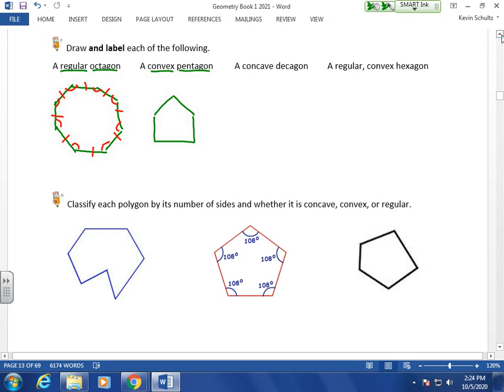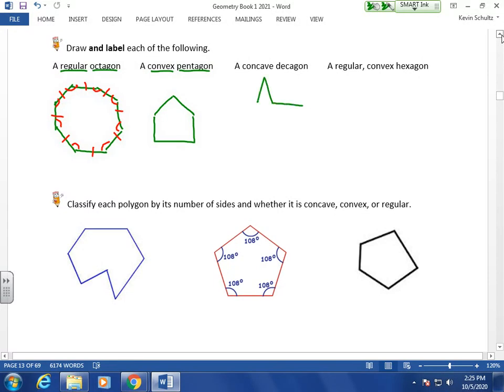A concave decagon. Concave decagon. Yeah. The star. The star would be a concave decagon. You're going to make me draw that again. I did so well the first time. I don't know if I can duplicate it.